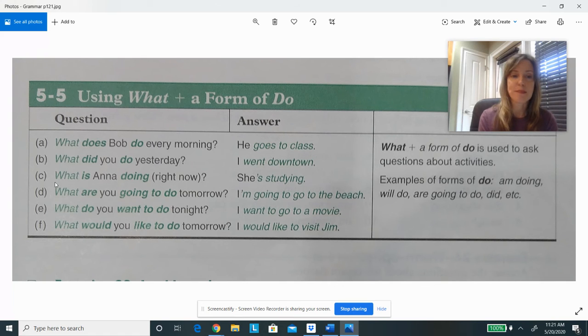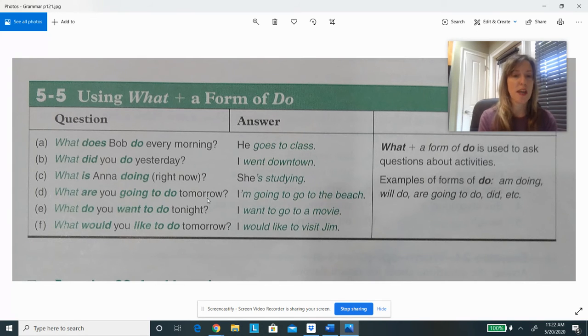Let's look at C. What is Anna doing right now? So the only place we have a form of do is the main verb, because this, if you recall, is present continuous, which uses a be verb as the helping verb. The main verb is in the ing form. Answer, she's studying. Letter D, what are you going to do tomorrow?